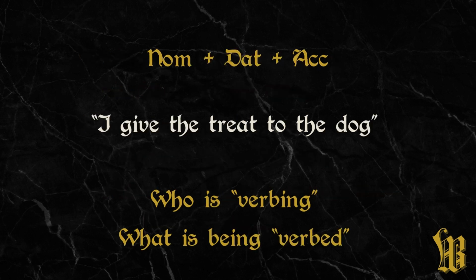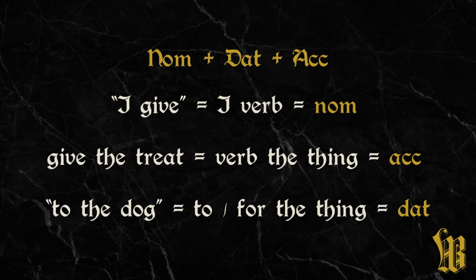If I say, I give the treat to the dog, ask yourself, who's doing the verbing and what is being verbed? Well, I give. We put that through our verbal matrix and we have, okay, I verb, the thing verbs. So that's the nominative, I give. Give the treat. Well, that sounds like verb that thing. And what's that? That's the accusative, right? And to the dog, we have a to. So that triggers in our minds, okay, to, or for. So that's dative, to or for the dog. I give, nominative, give the treat. Accusative, to the dog, dative. 3 cases in 1 sentence.